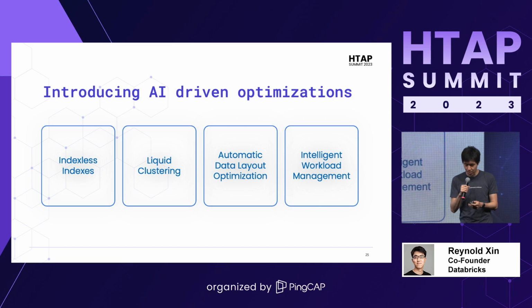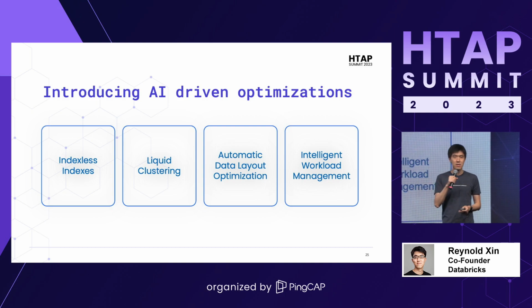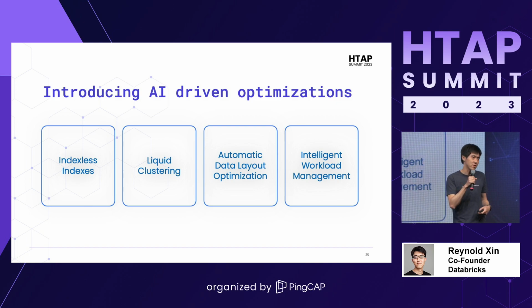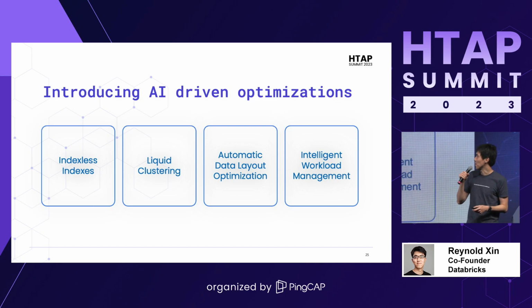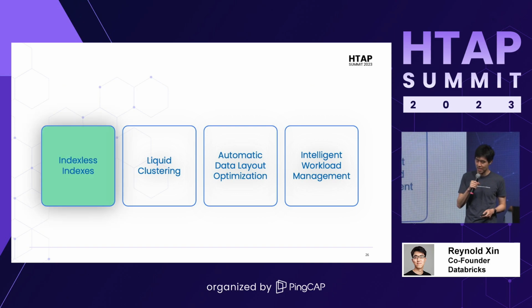And I'll give you just 4 examples of where we apply these AI-driven optimizations. The first is indexless indexes, which is very difficult to pronounce. Then liquid clustering, automatic data layout optimization, and intelligent workload management. All right, let's start with indexless indexes.